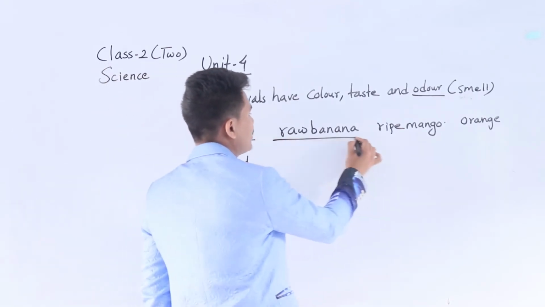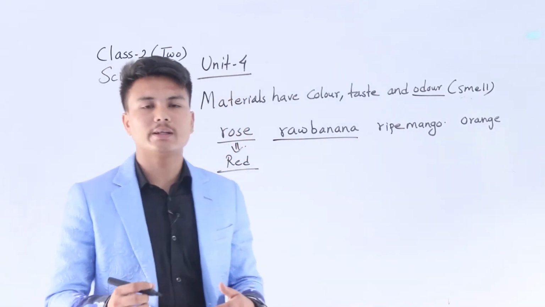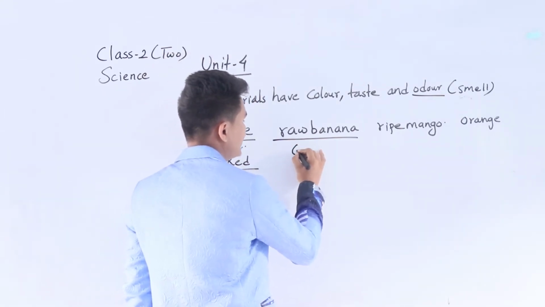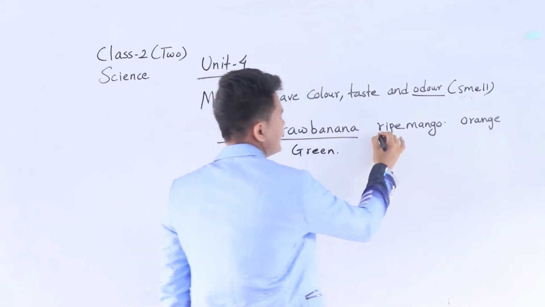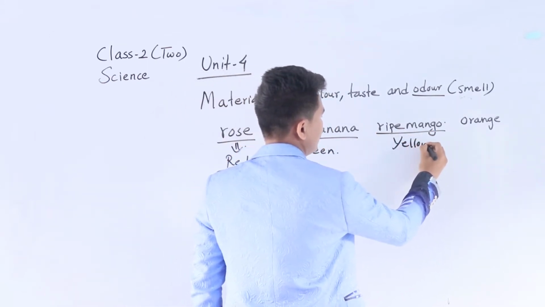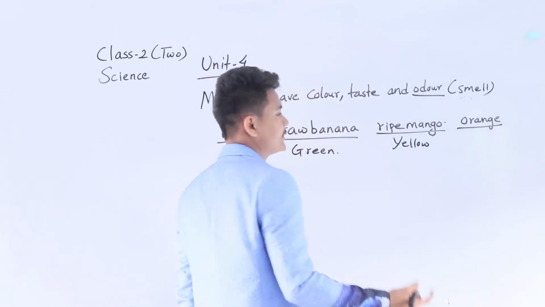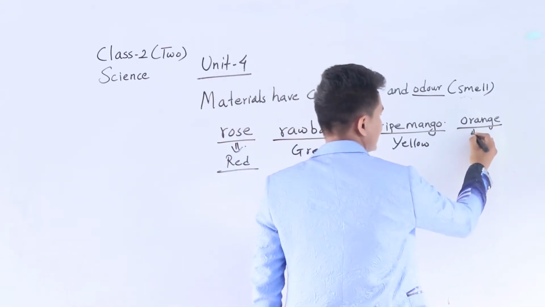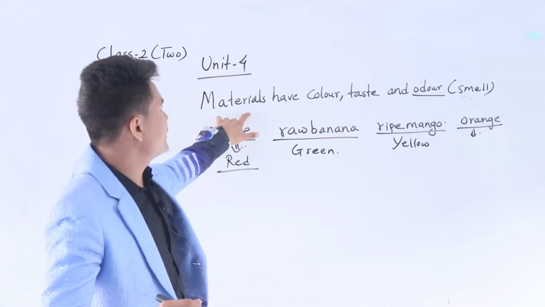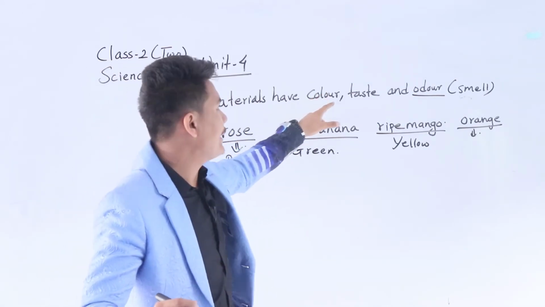Okay, the color of raw banana is green. Okay, raw means unripe. Don't be confused, it is green, and ripe mango is what? Yellow, and orange has its own color, that is orange. Okay, so that's why the materials have color and they have taste as well.